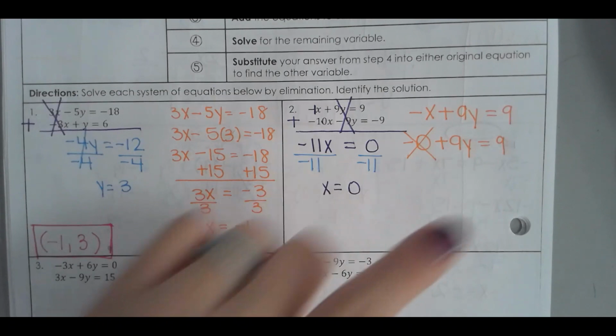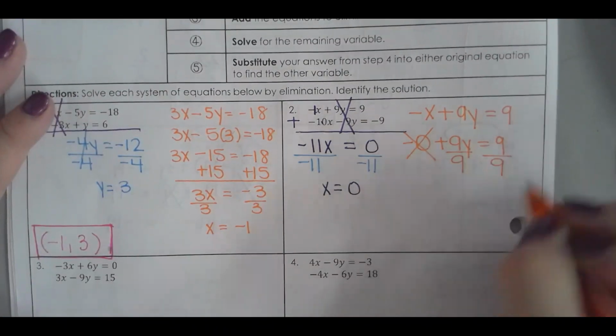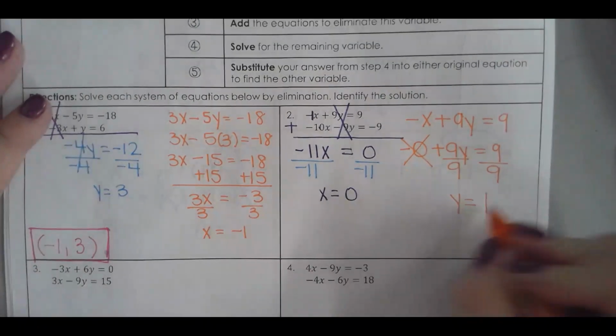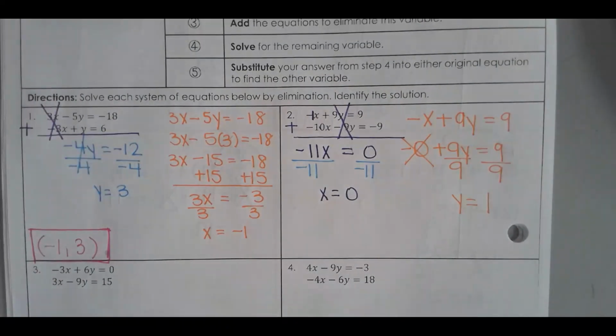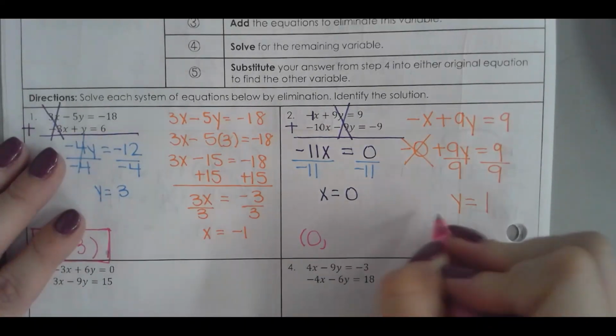How do I get y by itself? Divide by 9. And I get y equals 1. So my solution is the point 0, 1.